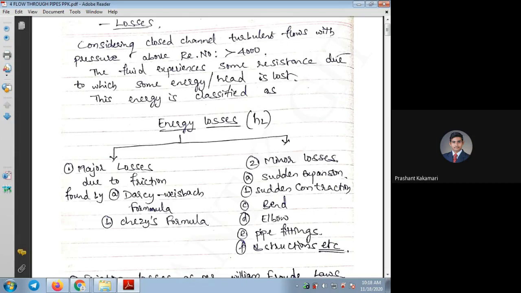This bend is an integrated part of the pipe itself, or the pipe itself is bent, or it is turned at different angles. It may be 90 degrees, 60 degrees, 45 degrees, or any angle. If the pipe itself is bent or turned by some angle or in different directions, that type of connection we call a bend of the pipe.